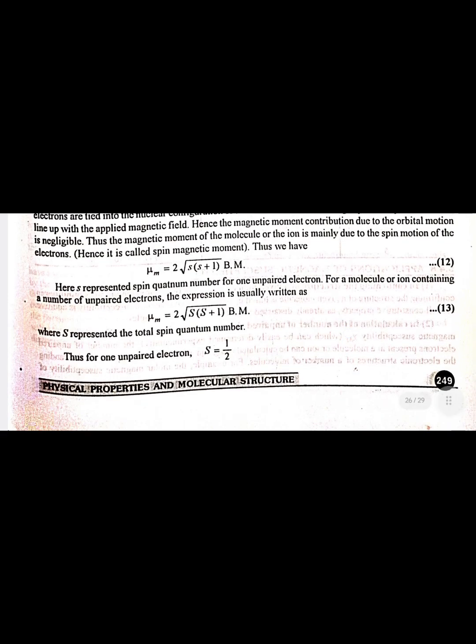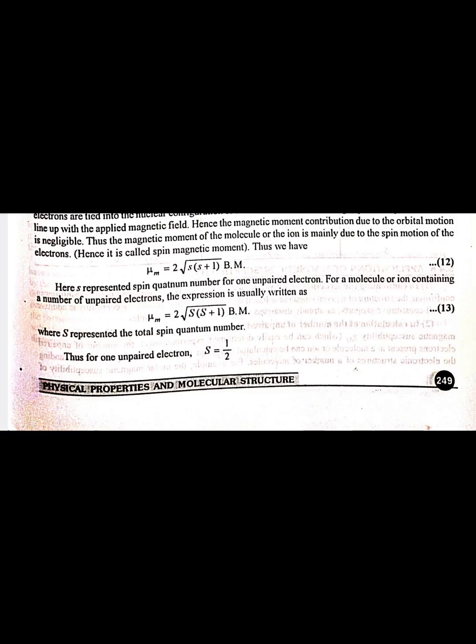If ions or molecules are considered instead of free atoms, it is expected that the orbital motions of the electrons are tied into the nuclear configuration of the molecule or the ion so tightly that they are unable to line up with the applied magnetic field. Hence, the magnetic moment contribution due to the orbital motion is negligible. Thus, the magnetic moment of the molecule or the ion is mainly due to the spin motion of the electron. Hence, it is called spin magnetic moment. Thus, we have mu m is equal to 2 under root S into S plus 1 BM, equation 12.